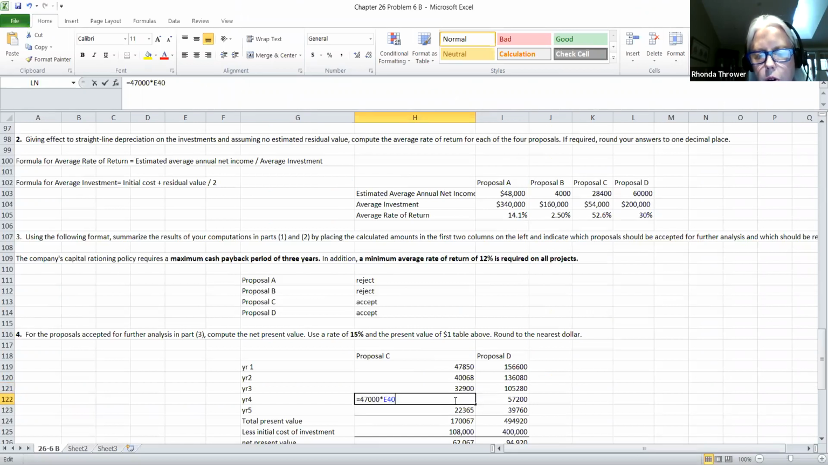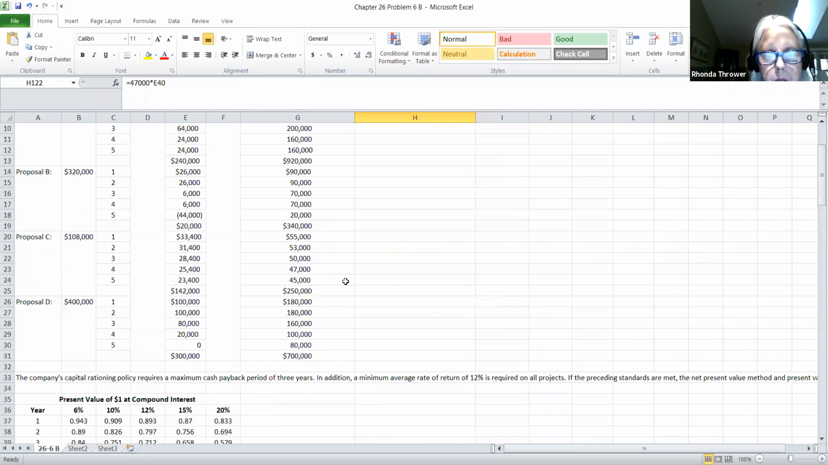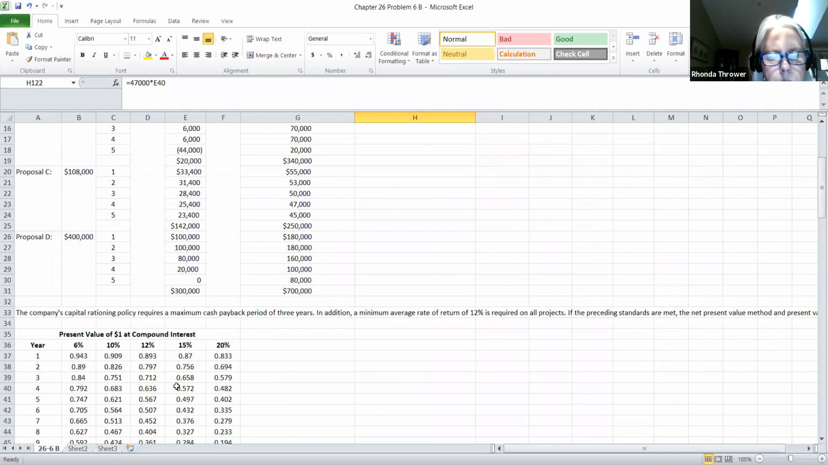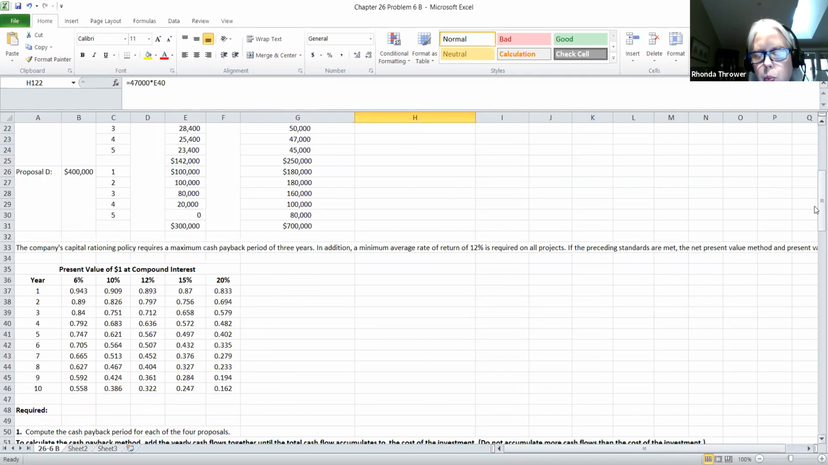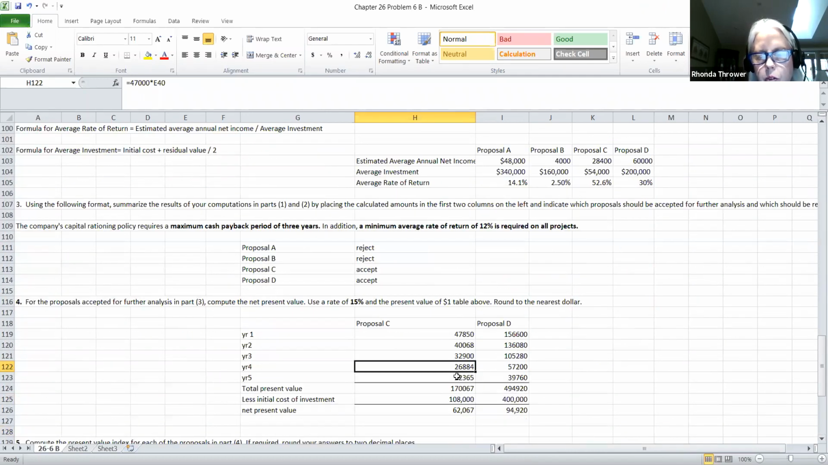For year four, we're going to take the cash flow for year four, which was 47,000, and multiply it by the table value amount of 0.572, which was year four. And that will give you the present value in year four. That gives you 26,884.